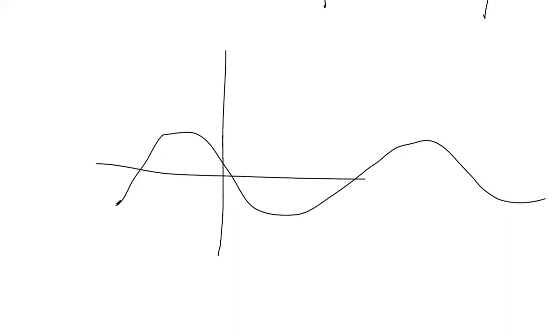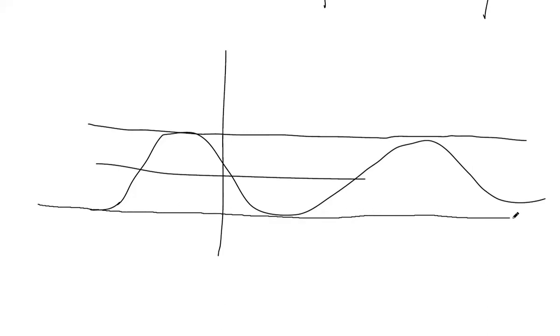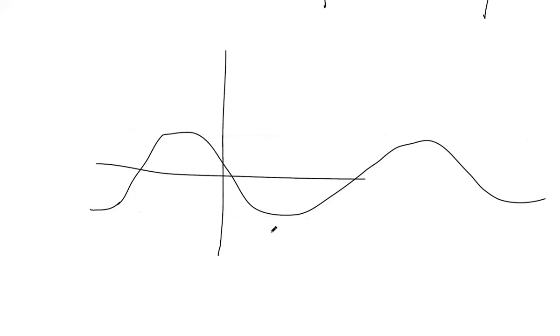Okay, graph of sine or graph of cosine, because there's a y value that you can't go above, and there's a y value that you can't go below. So this graph is bounded above and below. So we just say that the graph of sine or cosine is bounded.